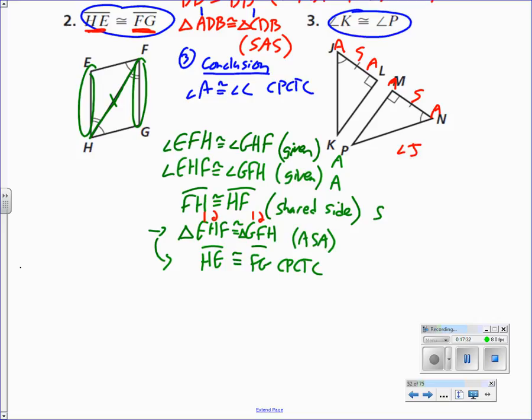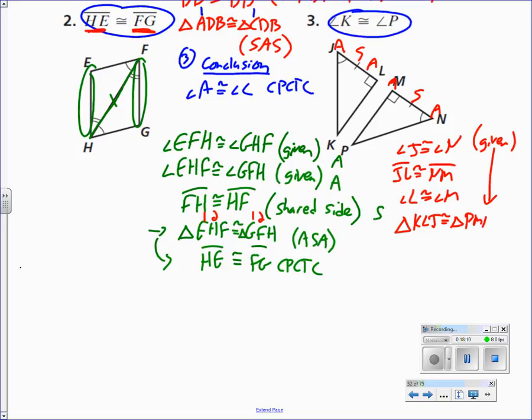So angle J congruent to angle N, side JL congruent to side NM, and then angle L congruent to angle M. Right, and all this information is given. And from that given information, we know the triangles are congruent by our theorems we went over on Tuesday. So triangle KLJ is congruent to triangle PMN, and the reason is angle, side, angle.